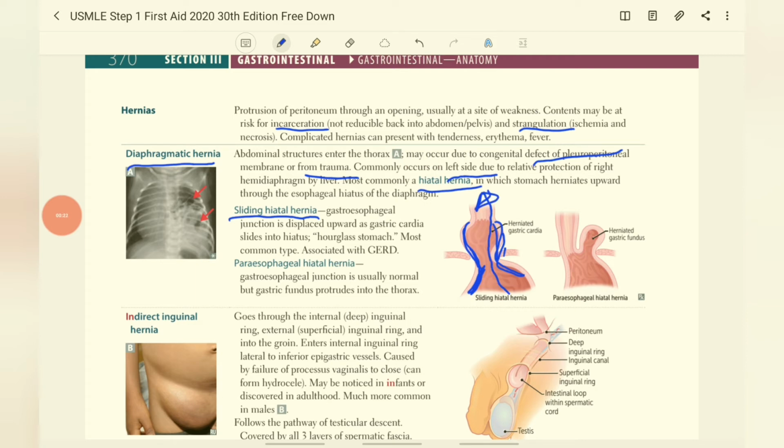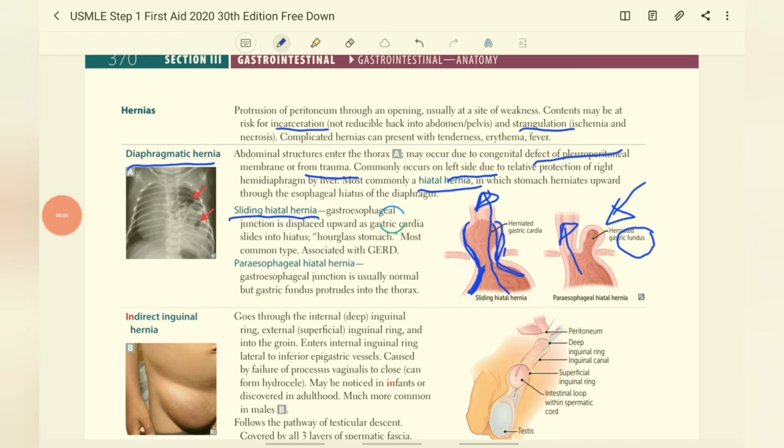And here we have the paraesophageal hernia. Here it is not going like the sliding hiatal hernia. It is herniating beside the gastroesophageal junction, and the fundus portion is herniating upward into the thorax.